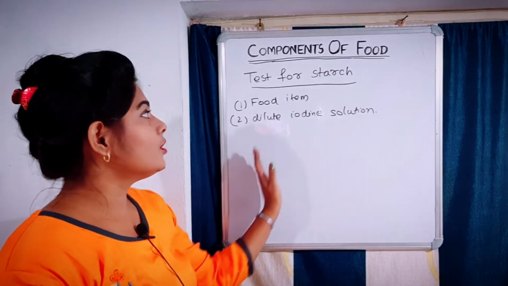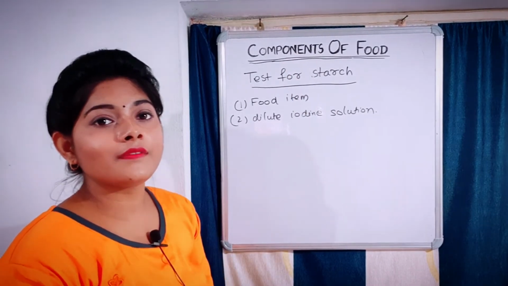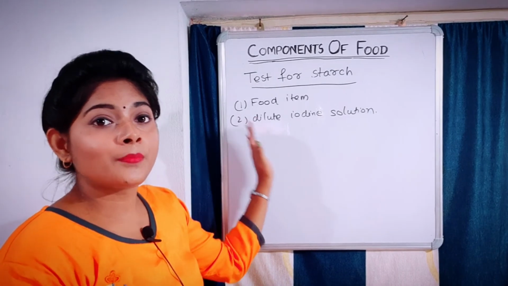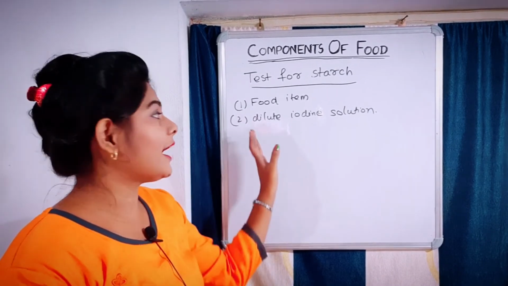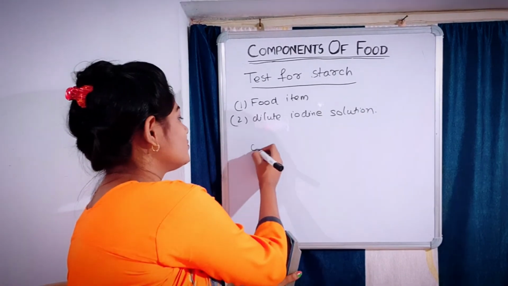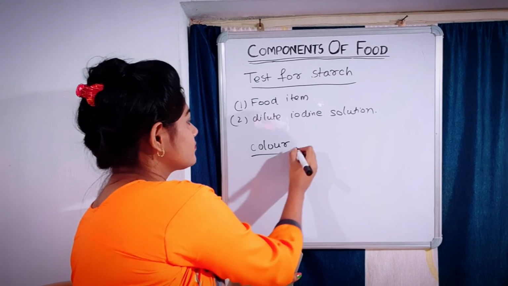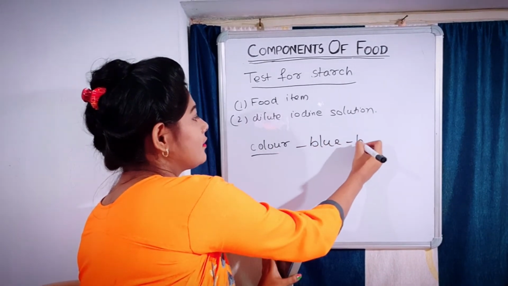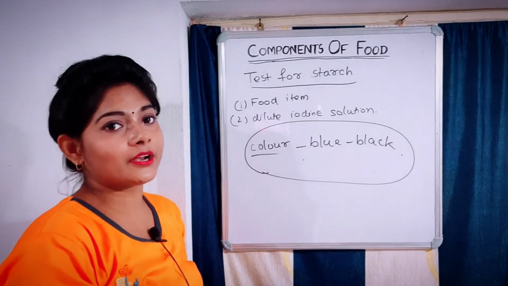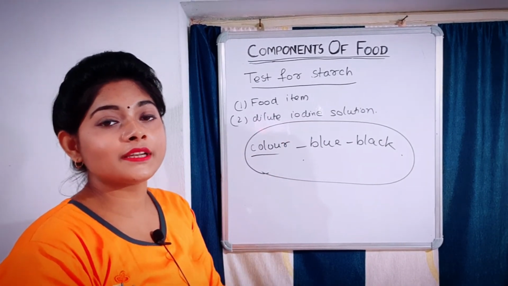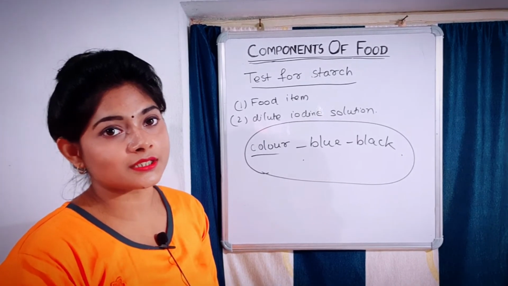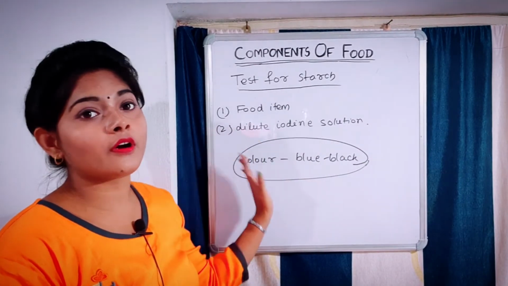Now what will we do to test the presence of starch? We will take any food item and then put 2 to 3 drops of dilute iodine solution. If the color of the food changes into blue-black, that means the food contains carbohydrate or starch. But if there is no change, that means the food doesn't contain starch. So this is the test for starch.